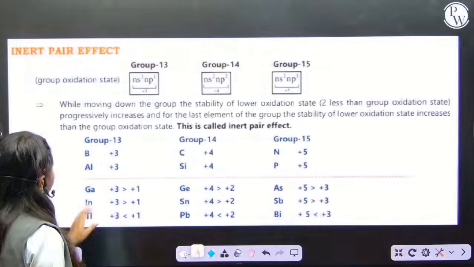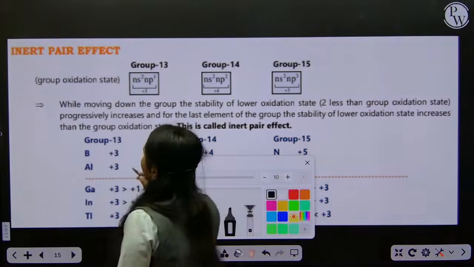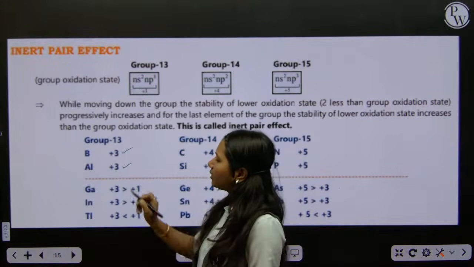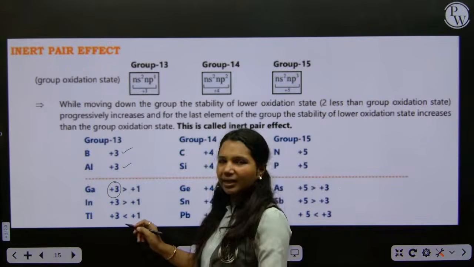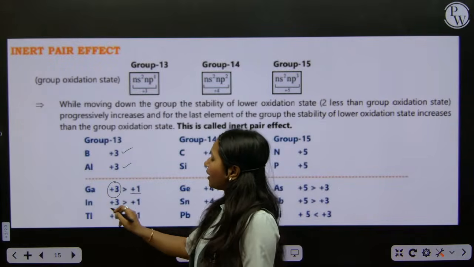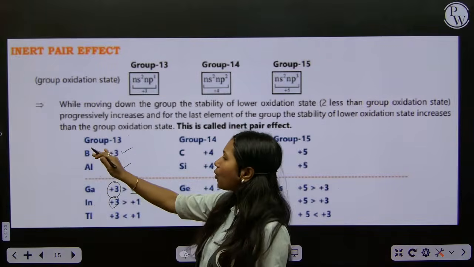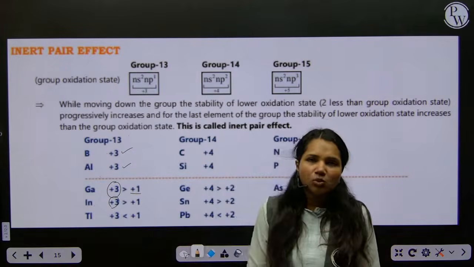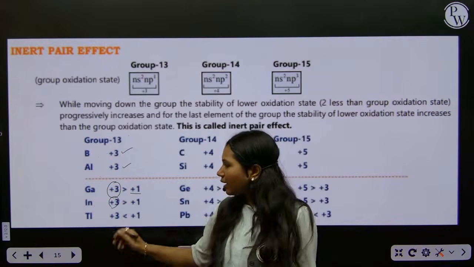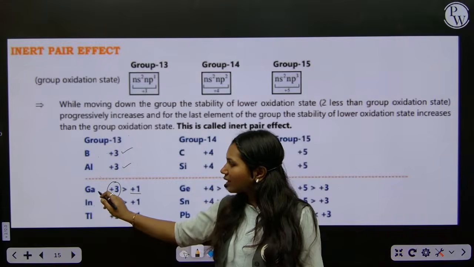Now quickly see here, for boron +3, aluminium +3, for gallium +3 is more stable than +1, and same for indium. Boron and aluminium will not even show +1. Gallium and indium will show it, but +3 is still more stable.